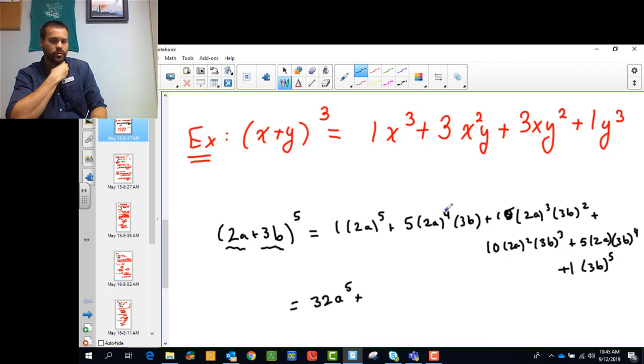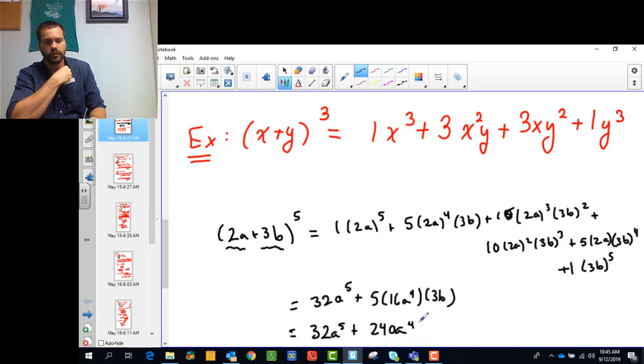And then 2 to the 4th is 16. Then you have to multiply 16 by 3. So let's just write this out. We'll get 16a to the 4th, and then you have to multiply that by 3b. Okay, so you have to go 5 times 16, that's 50 plus 30, so it's 80. 80 times 3 is 240. So you're going to end up with 32a to the 5th plus 240, and then a to the 4th b.